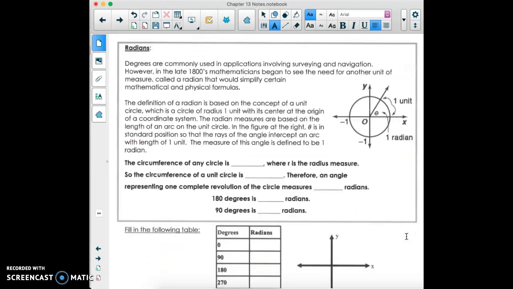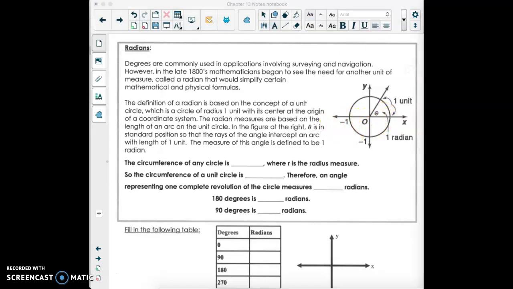All right, let's keep going. We are now introducing radians. And while degrees are what we are really comfortable with, radians are a lot simpler to work with once you get good at them. And I think that this drawing's a little challenging to understand.